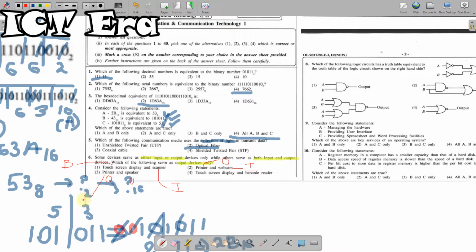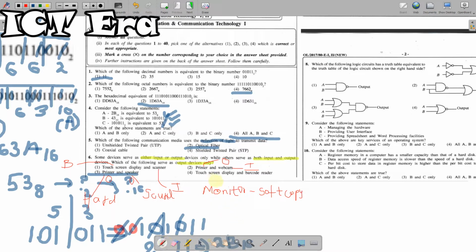Printer provides us a hard copy, while speaker provides us a sound copy. What's the other one? The other one is monitor. Monitor provides us, I will write here, monitor provides us a soft copy. So these are the three copies that are given by output devices: hard copy, sound copy, soft copy. Then the answer should be the third one.